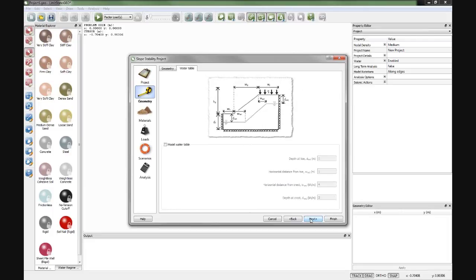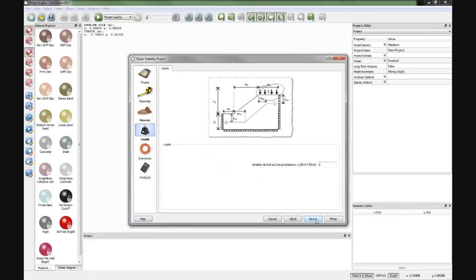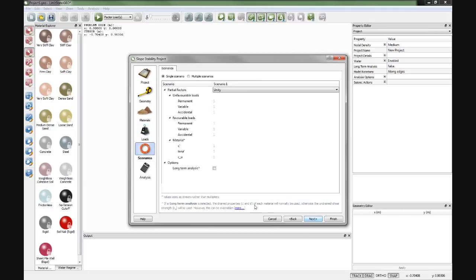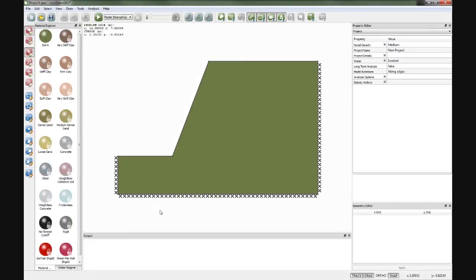You can add a water table if you wish. You can define the properties of the soil in the slope, so you can define an undrained shear strength and also its unit weight, and also, if you wish, drained parameters. In this particular wizard, you can put a surcharge. We'll leave that at 0 for the moment. You can define partial factors. We'll leave those all as 1, but you can enter Eurocode partial factors. And we can define an analysis type and a nodal density. I'll come back to those shortly. So I'll just click Finish, and then we have a very simple geometry.